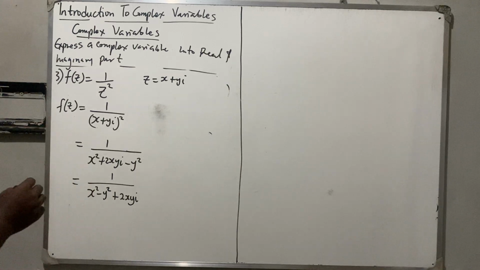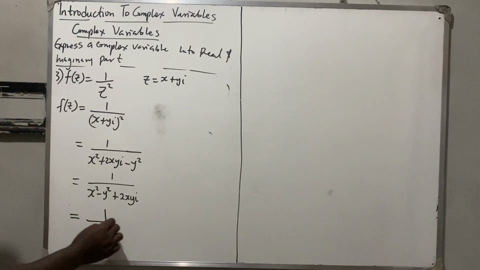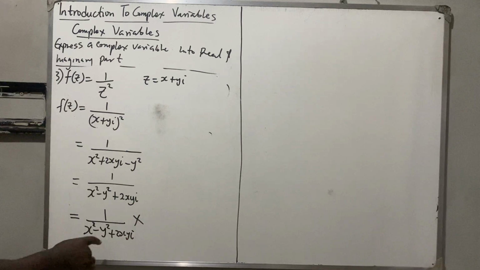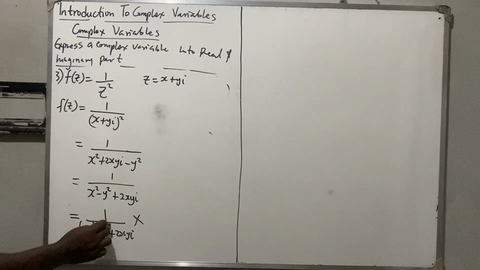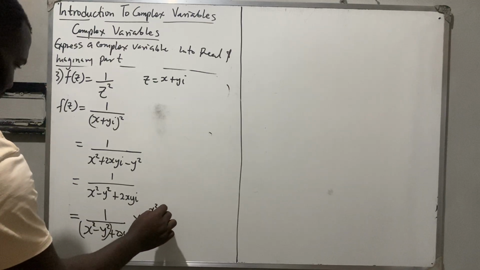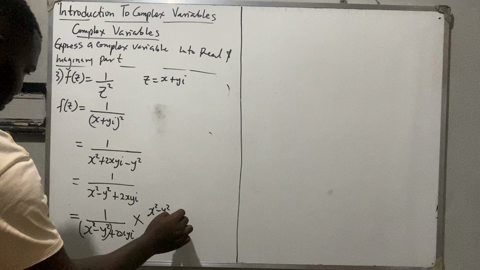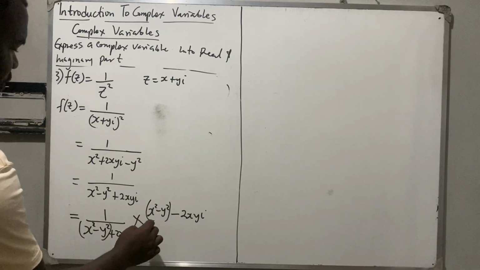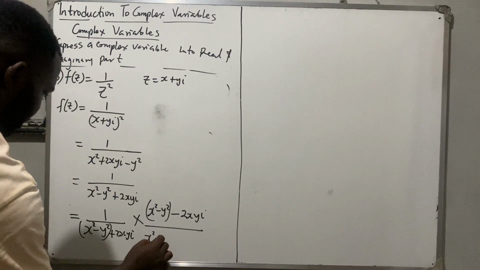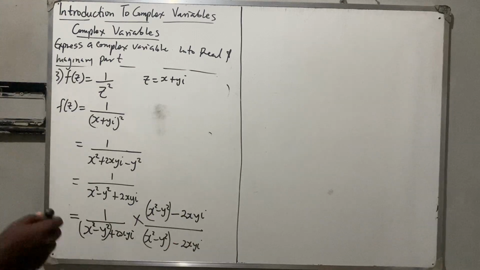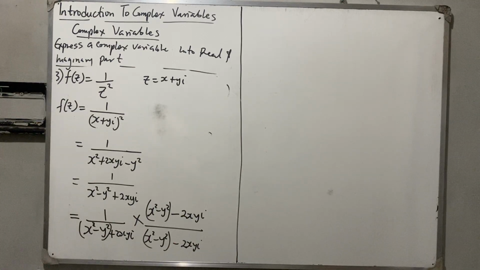So to rationalize this, I'm going to have that this is equal to 1 over x squared minus y squared then plus 2xyi, multiplied by the conjugate. So this is the real part. So multiply by the conjugate. The conjugate will give us x squared minus y squared then minus 2xyi like this. Okay, so all over the same thing: x squared minus y squared then minus 2xyi. Okay, so from here we will now multiply out and get our result.